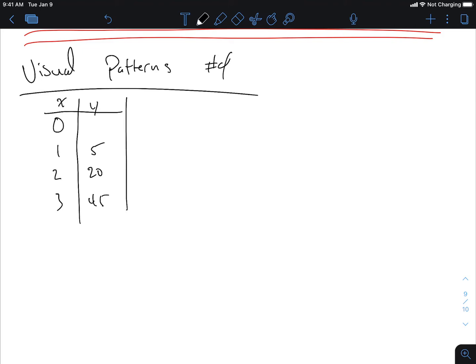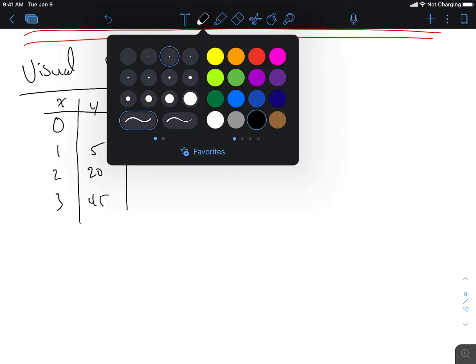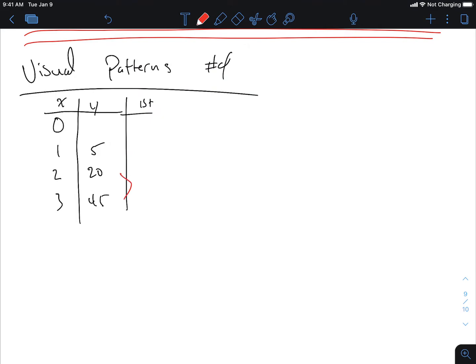Then you're going to run through what we called first differences. And we should see that these shouldn't match. That's okay, right? So first differences are the differences between the y values. 45 minus 20 is going to be 25. And the difference between 20 and 5 is going to be 15. Okay, so they don't match. That's good. So then we move on to what we call the second differences.